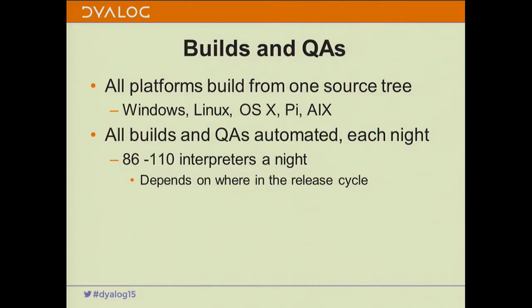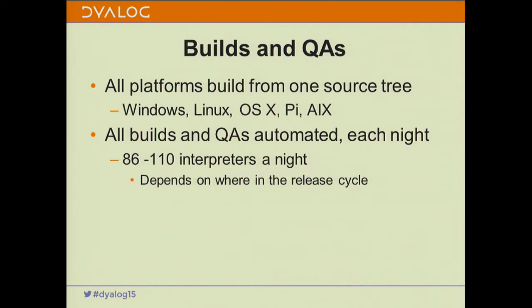Okay, a bit about our internal systems, what we're doing, what we've done recently. Every platform we build Dyalog APL on, the source for Dyalog APL comes from one source tree in one SVN repository. That is for Windows, Linux, OS X, Pi and AIX. We also have one set of QA workspaces. Now obviously there's a certain amount in both cases of if it's Windows do this, if it's Linux do that, but it's one source tree.